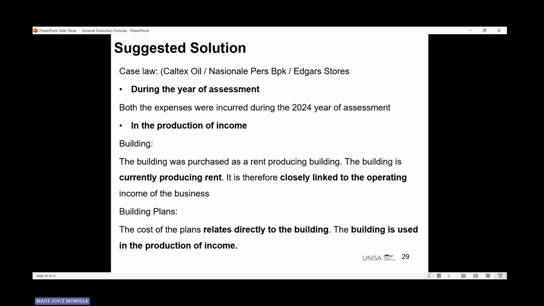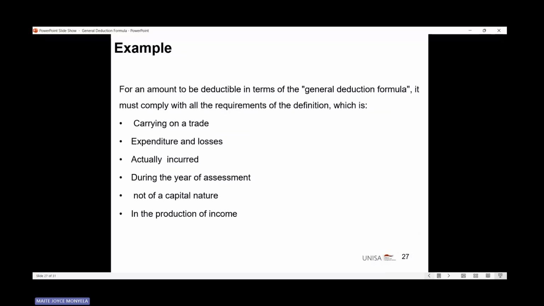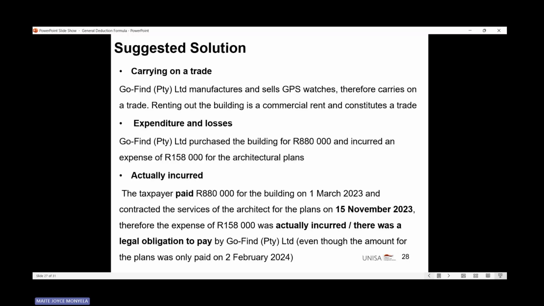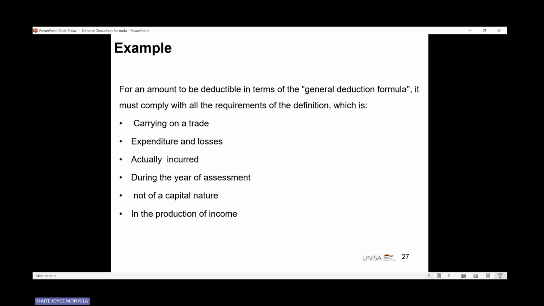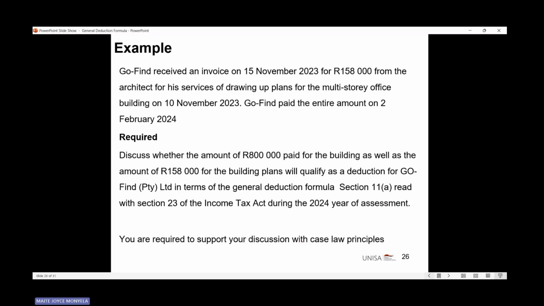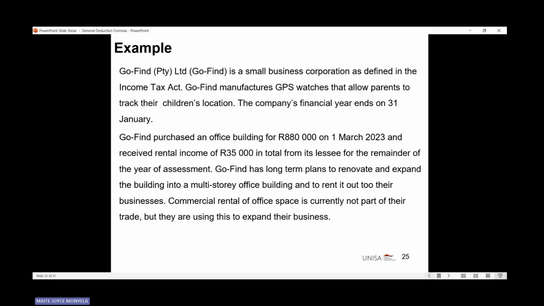So, during the year of assessment is the fourth requirement of the general deduction formula under section 11A. What are we saying about during the year of assessment? Both expenses were incurred during the 2024 year of assessment, so it's from 2023 to 2024. The first expense was incurred on 1 March 2023. The second is also in the 2024 year of assessment.